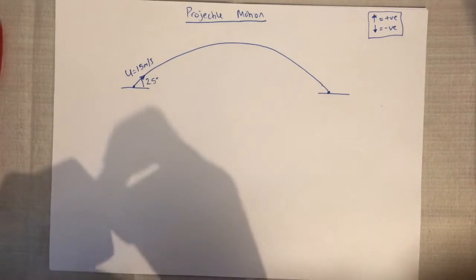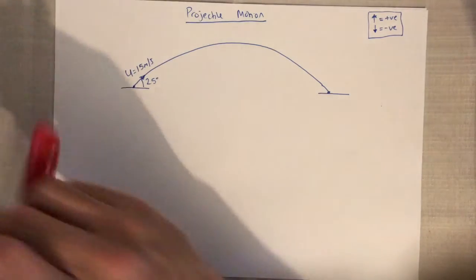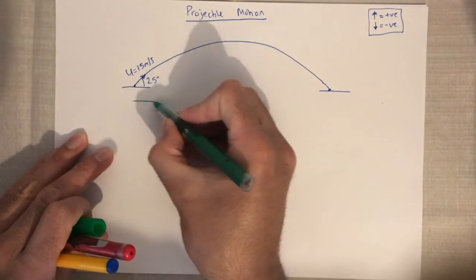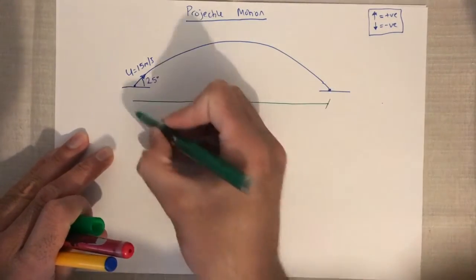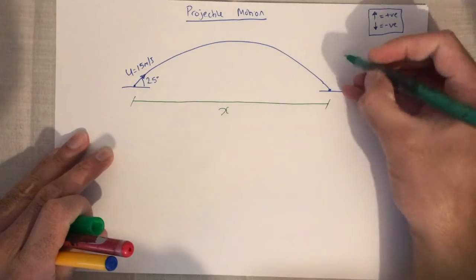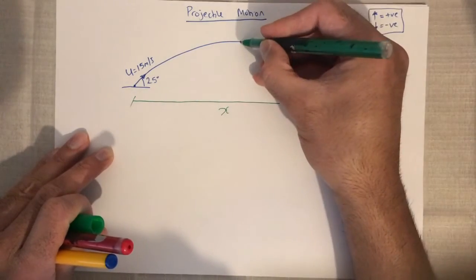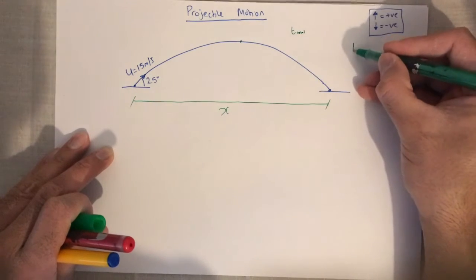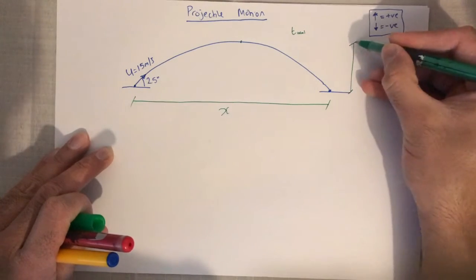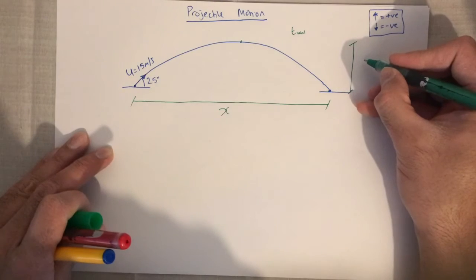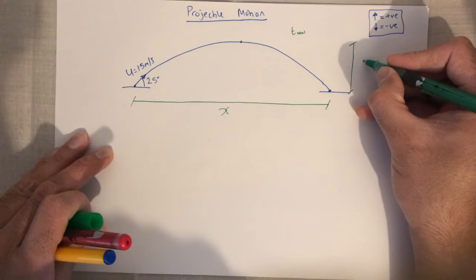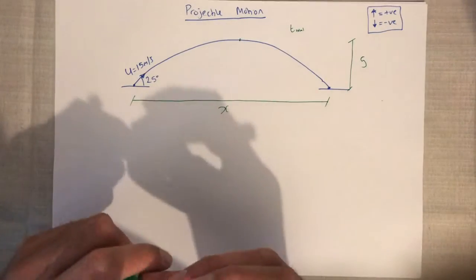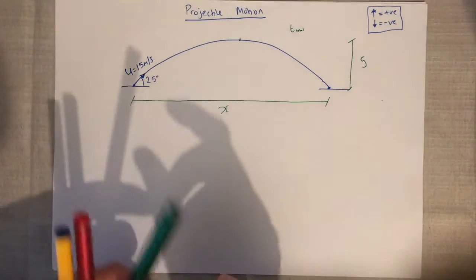We're going to actually analyze three different aspects of this. We're going to analyze the range of it, so I'm going to call this x. We're also going to analyze the total flight time, so t total. We're also going to analyze this height over here, the max vertical height as it's sometimes called. So we're going to call this S. So that's what we're going to analyse for this projectile motion question.